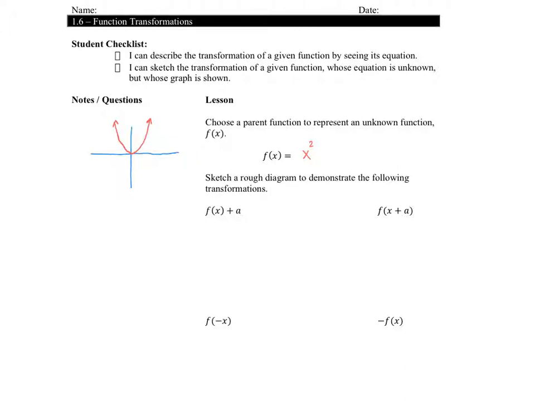Plug in a 1, you get a 1. You plug in a 2, you get a 4. Plug in a 3, you get a 9. Plug in a 4, you get a 16, right? This is what your x squared function looks like.